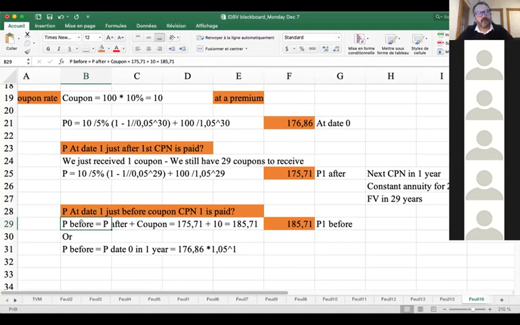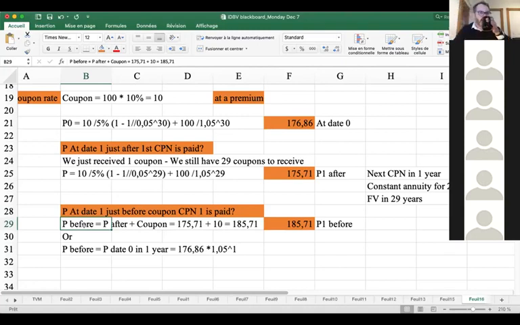So P1 before is just P1 after plus the coupon. We did that already with an exercise about loans, 12,000 and so on. So hopefully it's now more clear for you what the difference is between before and after. That's interesting because it shows that you have well understood the timing of the cash flows. And of course, it can be for bonds, but it can be for something else.